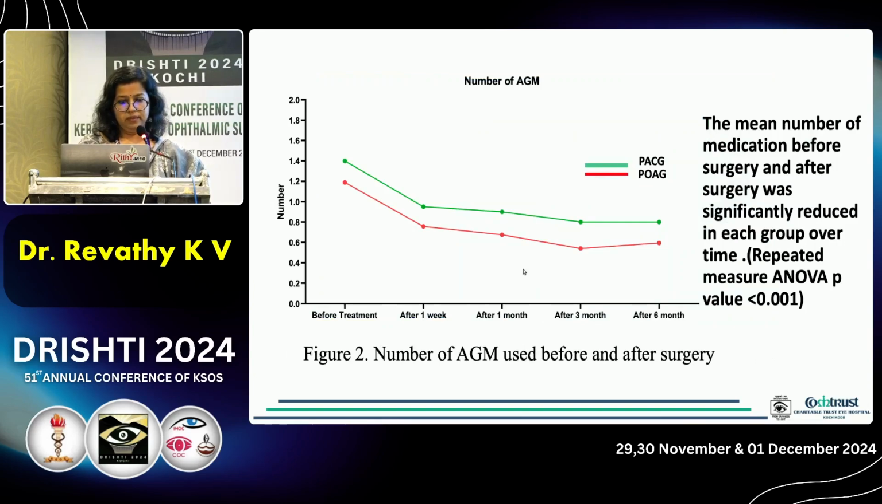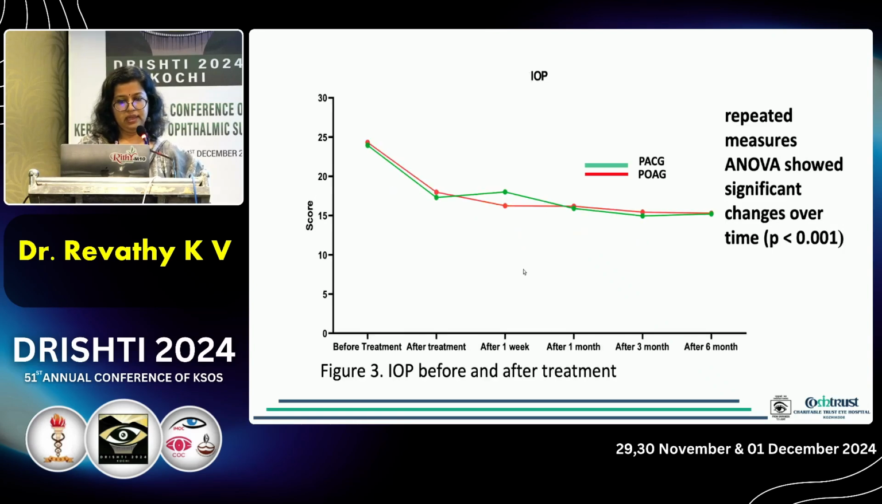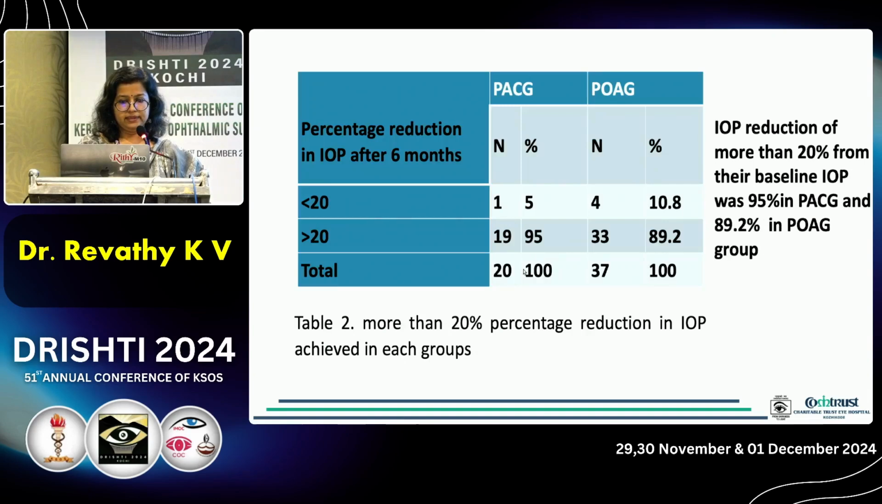The number of AGM before treatment in the PACG group was 1.4, which was reduced to 0.6, and in the POAG group was 1.2, which was reduced to 0.6, which was statistically significant after 6 months. The IOP before treatment was 24 in the PACG group, which reduced to 15.2, and 24.3 in the POAG group, which reduced to 15.3 after 6 months. The percentage of IOP reduction of more than 20% from baseline IOP was 95% in the PACG group and 89.2% in the POAG group.